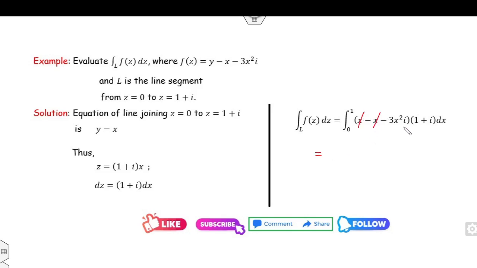This will be cancelled out. Minus 3 iota common, 1 plus iota common. Then the limit is 0 to 1 of the function x square. So it's x cube by 3, the 3 will be cancelled out. It will be x cube. The integration of x cube is from 0 to 1. So it's 1 minus iota square. 1 minus iota is the right answer of this problem.